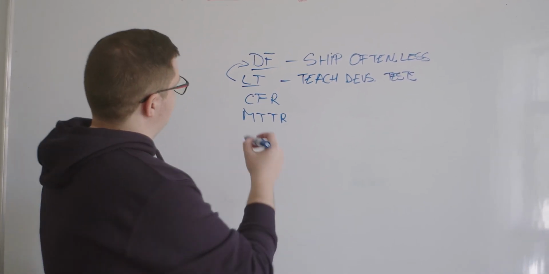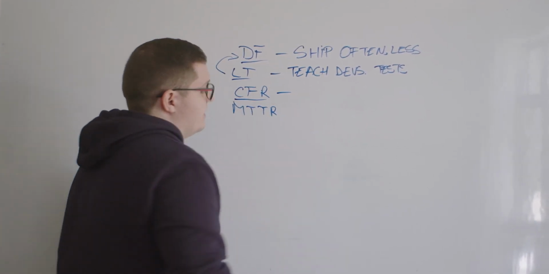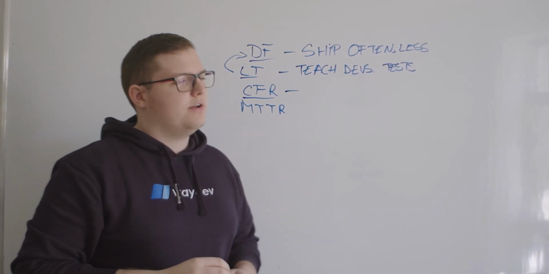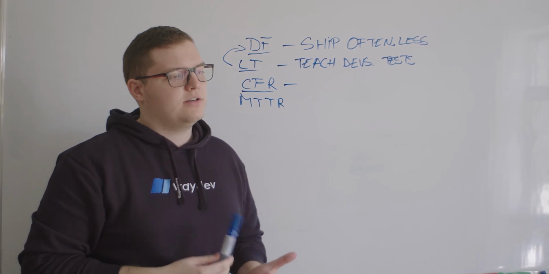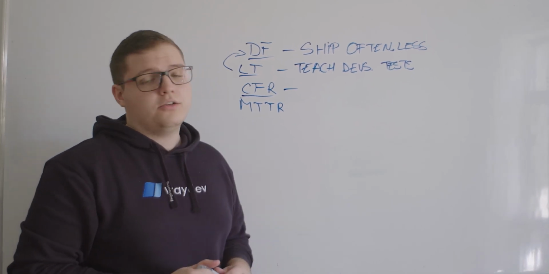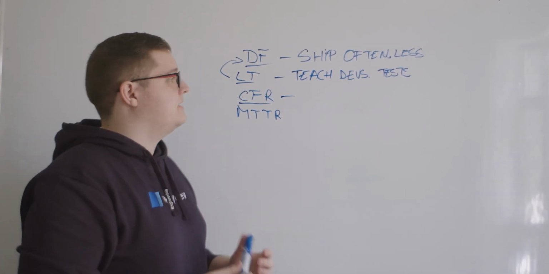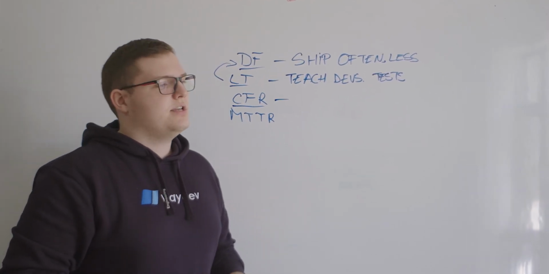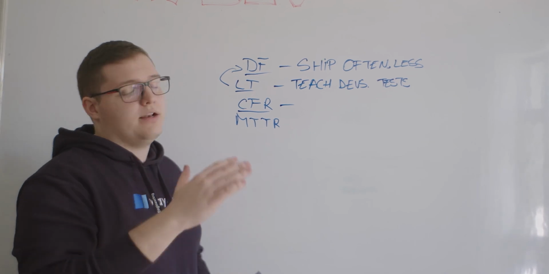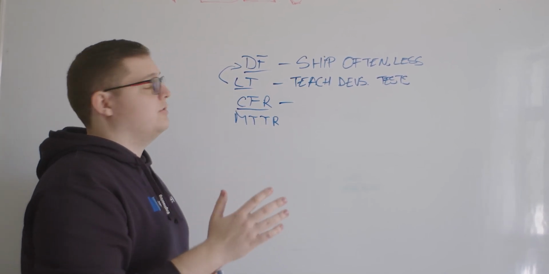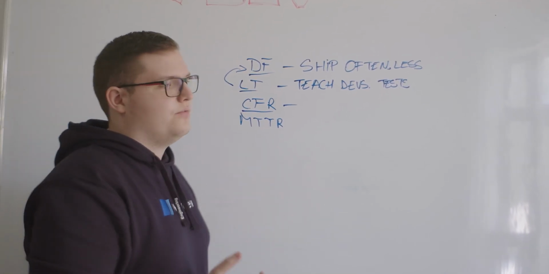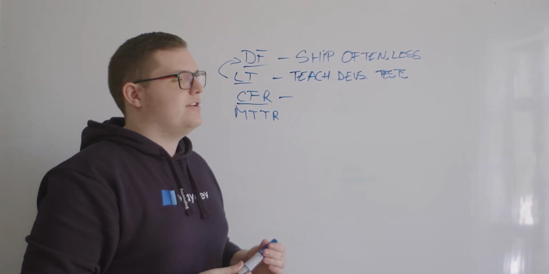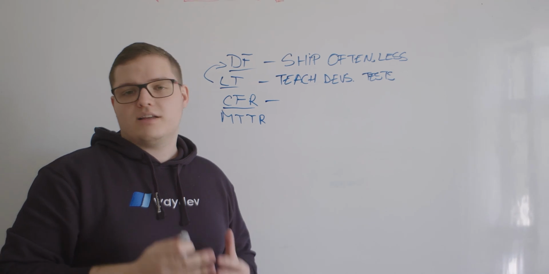Okay, next up we have change failure rate. When thinking about change failure rate, the first error that comes to my mind is that a lot of teams look at the total number of failures instead of the failure rate, which is the total number of failures divided by the total number of deployments. If you look at it this way, you will see that actually failures occur less often than you may think.